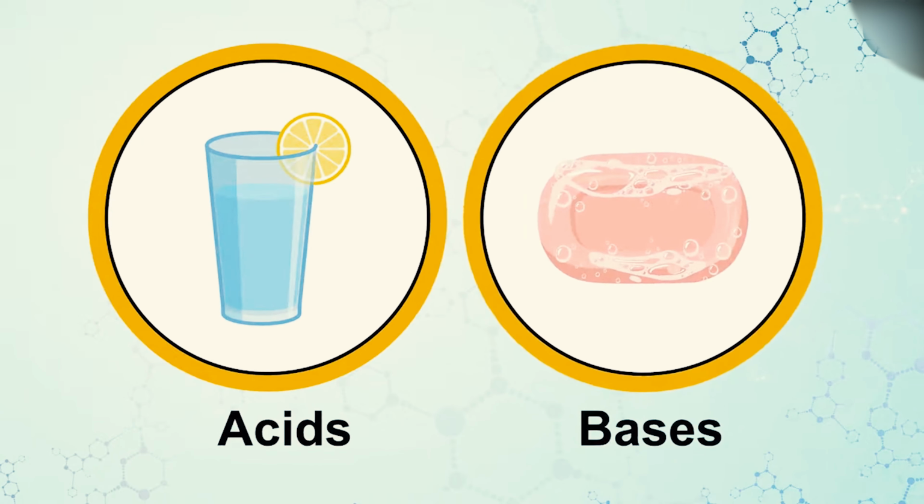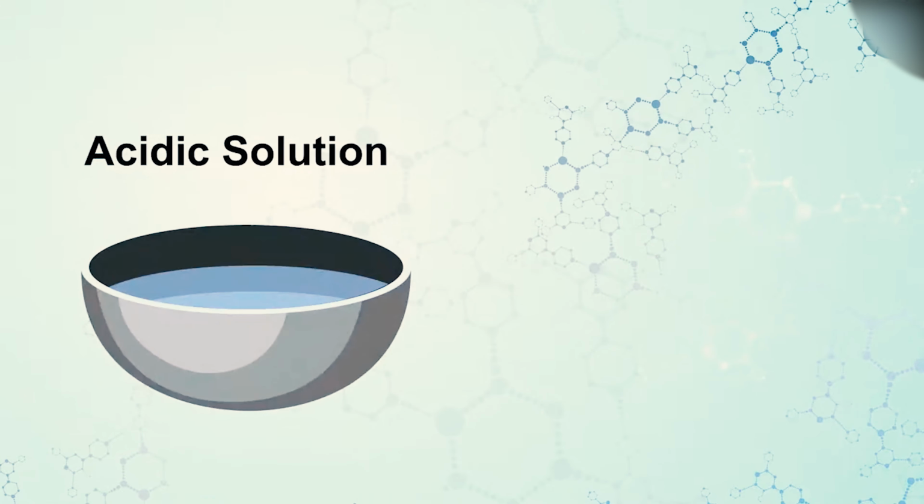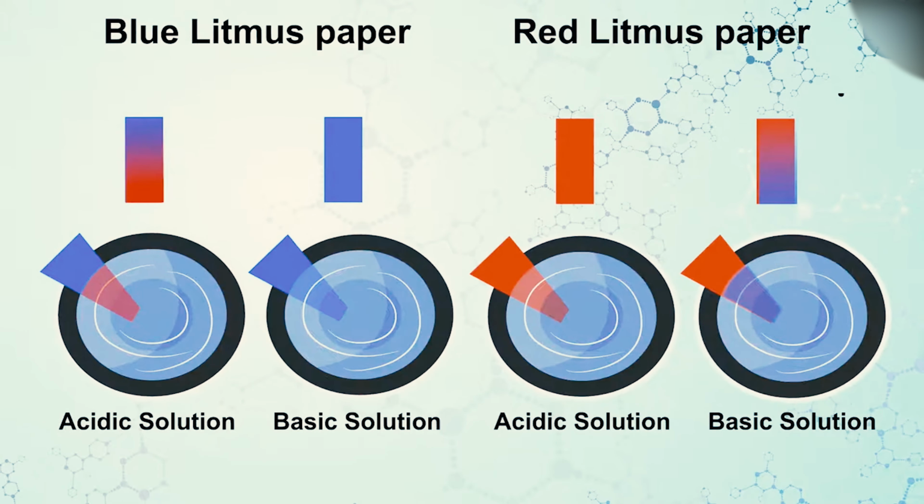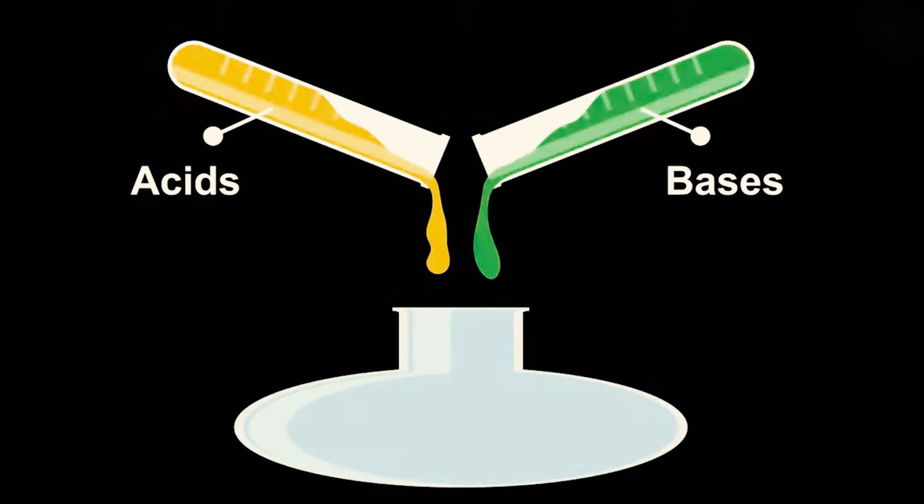Hello children! In the previous video, you had learned how to differentiate between acids and bases. As both acids and bases are generally colorless, indicators play an important role in differentiating the two. When acids and bases meet, what happens?